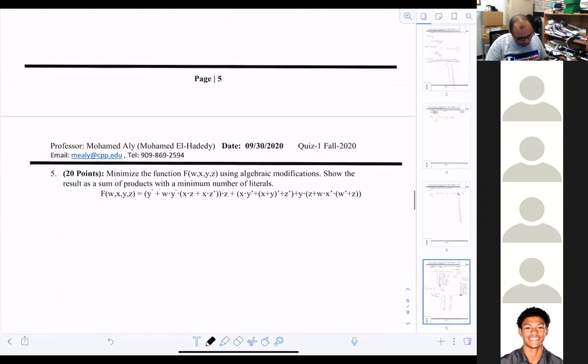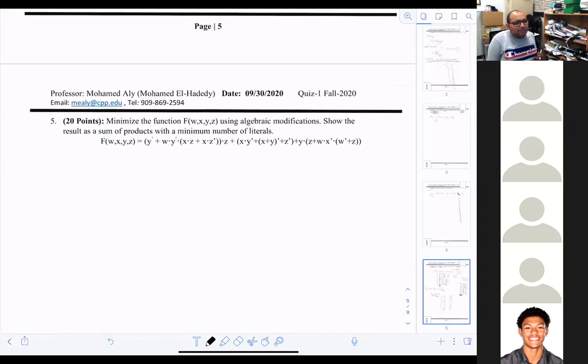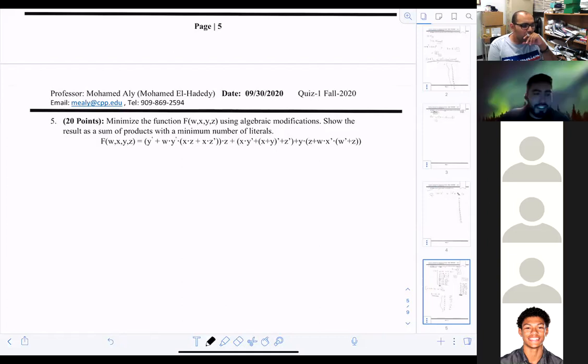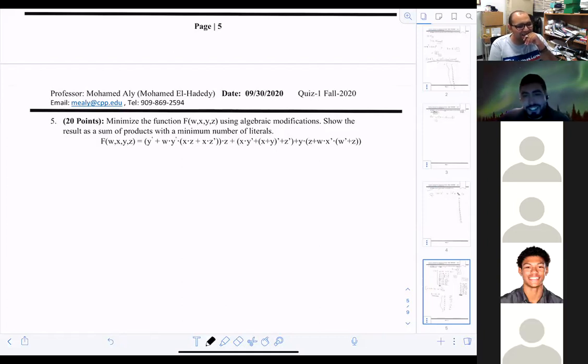Let's move forward. So this is the one you guys like. Do you know what is the output of this? Somebody tell me. It was Z, exactly. And I didn't get it. Yeah, I didn't get it either.